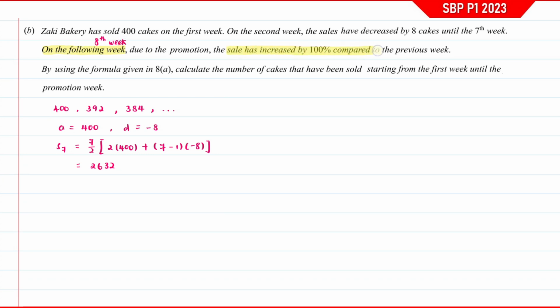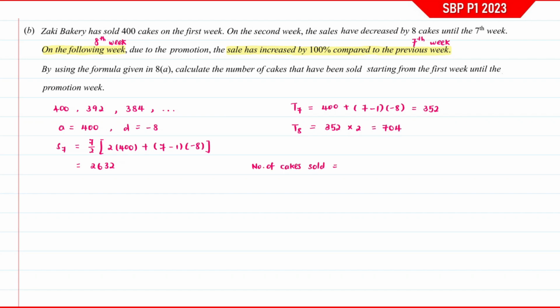Based on the question, the following week is referred to as the 8th week. The sales increased by 100% compared to the previous week, so the previous week refers to the 7th week. First we're going to find the number of cakes sold in the 7th week. So T7 is equal to 400 plus (7 minus 1) times -8, which is equal to 352. So the number of cakes sold in the 8th week, which is T8, increased by 100% means double. Then it will be 352 times 2, which is equal to 704.